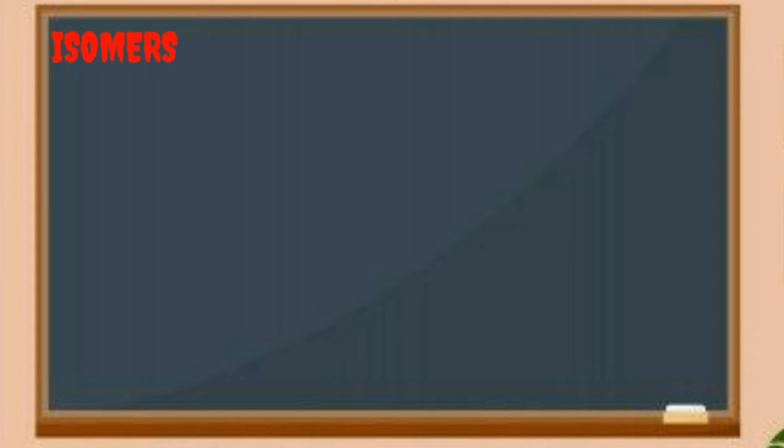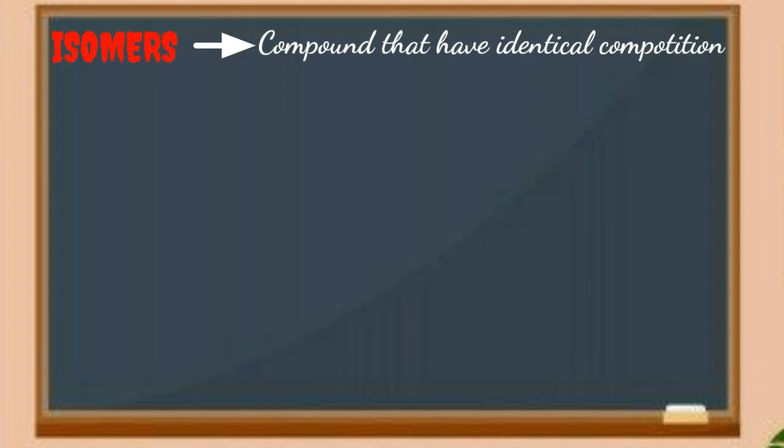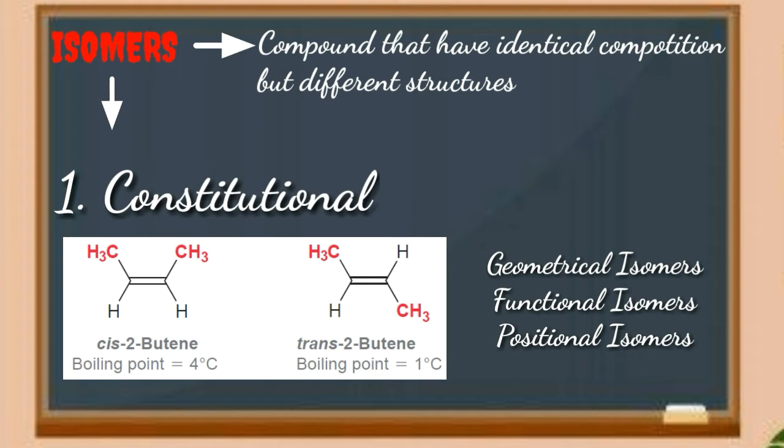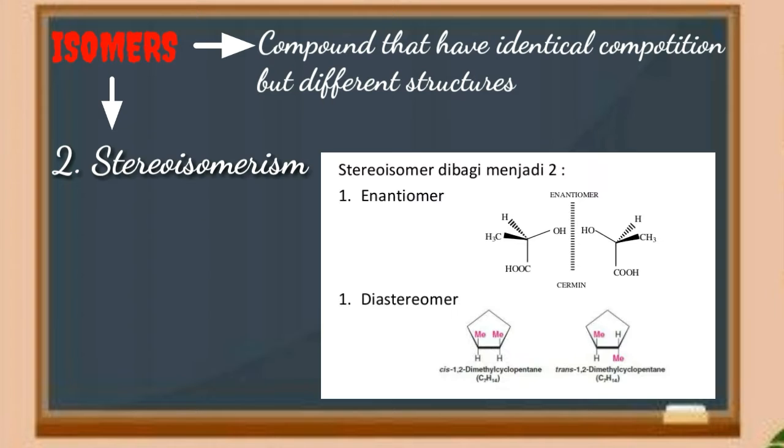But before that, we have to know about isomers. Isomers are compounds that have identical composition but different structure. Isomers are divided into three, namely constitutional isomers such as geometrical isomers, functional isomers, and positional isomers. Next is stereoisomers such as enantiomers and diastereomers.